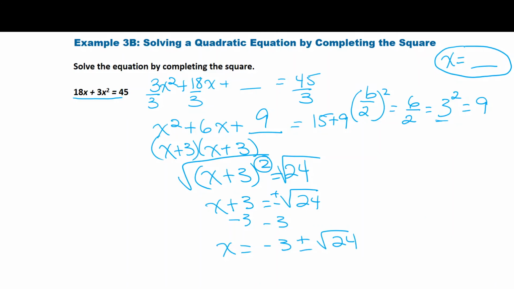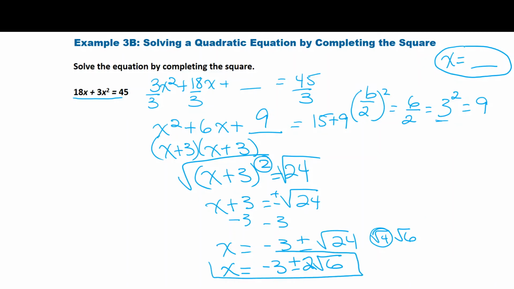And actually, square root of 24 is the same as square root of 4 times the square root of 6. And square root of 4, I know, is 2. So my final answer is going to be x equals negative 3 plus or minus 2 times the square root of 6. And that's our final answer. X equals negative 3 plus or minus 2 times the square root of 6.